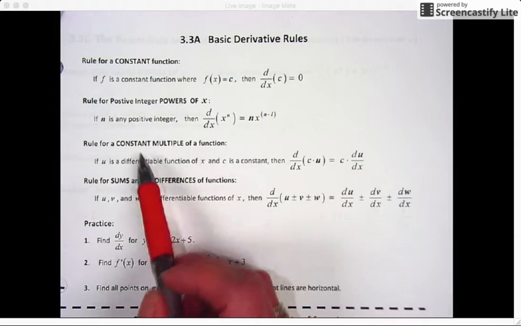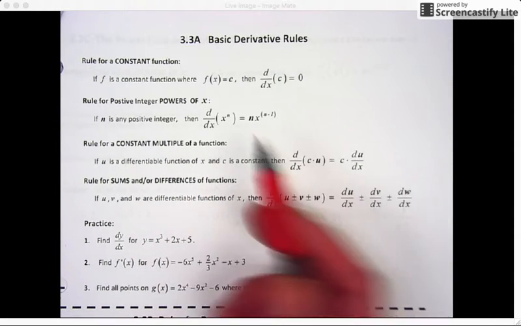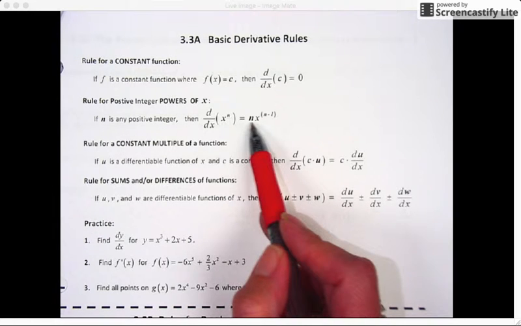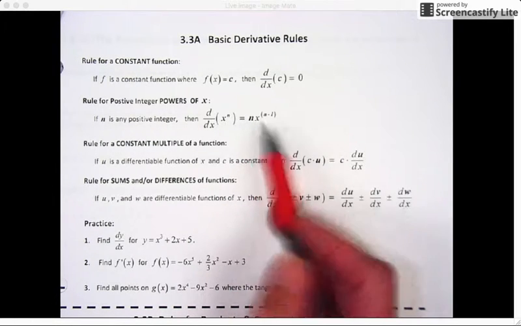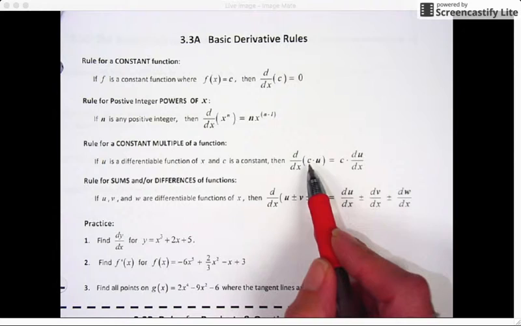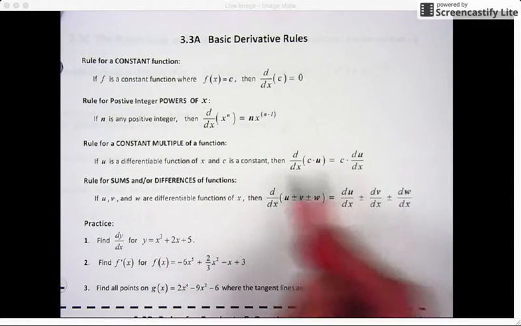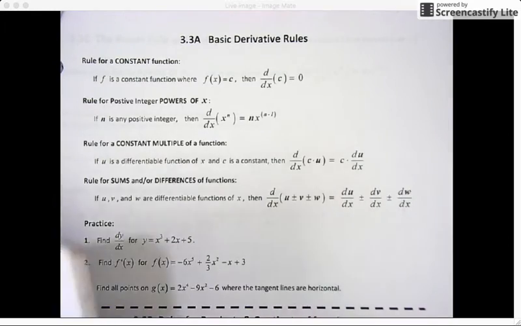All right, this says constant multiple of a function. This is basically the same as the previous one, but this time you have a number in the front. Now this is going to confuse you. It says c times u and this du dx stuff. And I don't really want to talk about that right now. That sounds kind of confusing. So I'm just going to give you a simpler example.